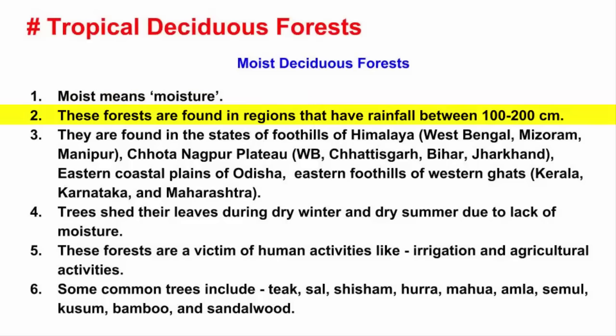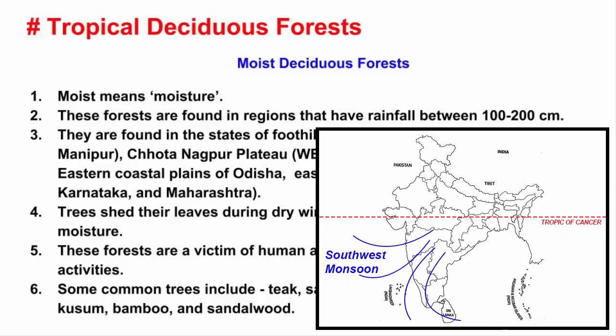That means the region in India where moist deciduous forests are located has to have rainfall between 100 to 200 centimeters. Now, if you were to find such places in India, where would it be? You have to immediately look at the places where it rains a lot. In India, you have two kinds of monsoon, southwest monsoon and northeast monsoon. So these forests have to be in and around such places.